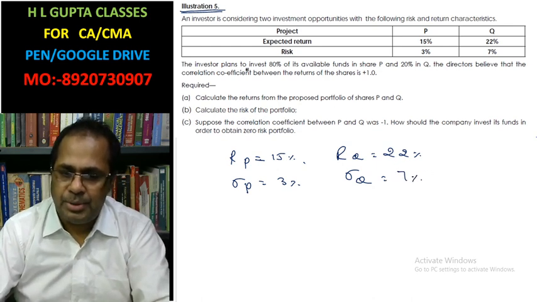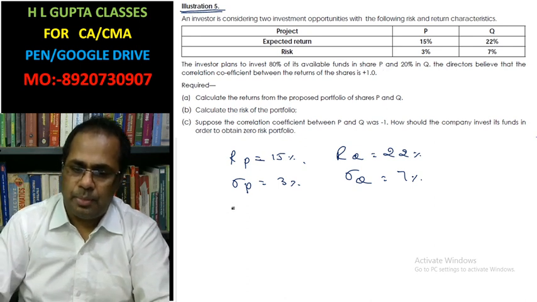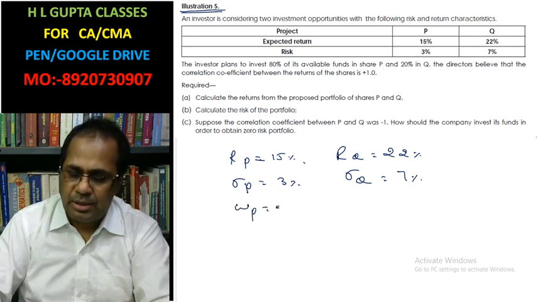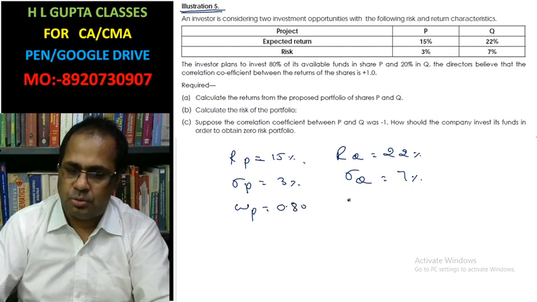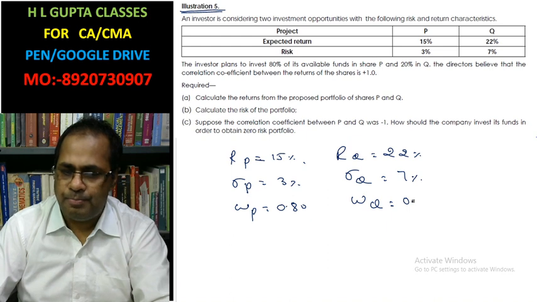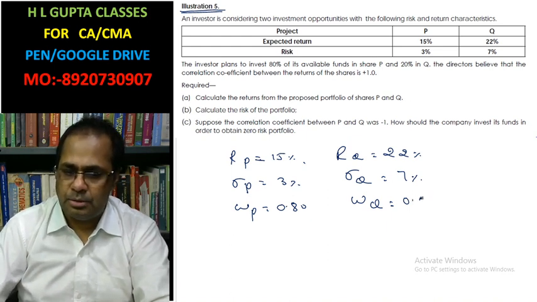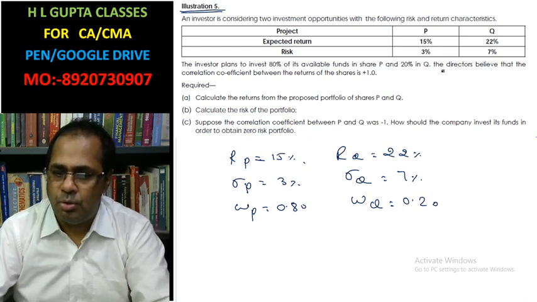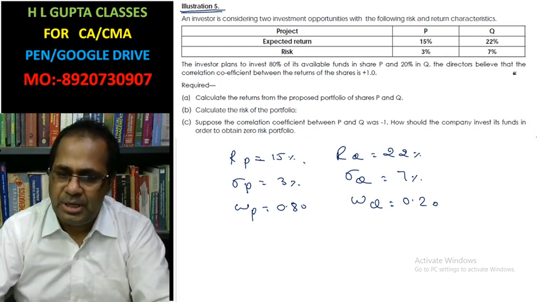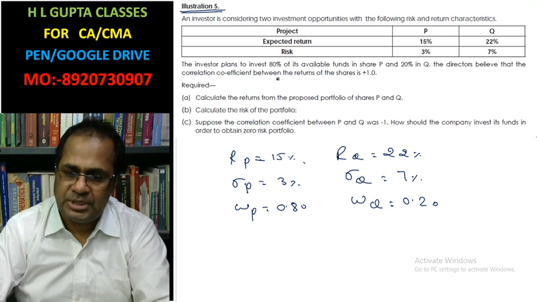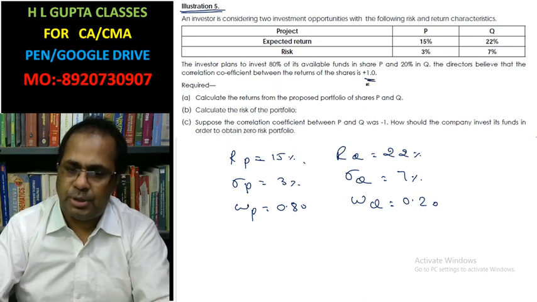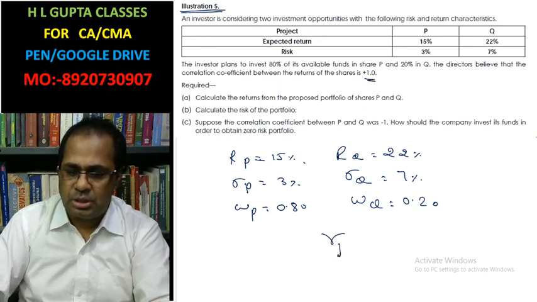Now, the investor has planned to invest 80% of the available funds in P, that is, weight P is 80%, 0.80. Of course, weight Q is 0.20. Now, the director believes that the correlation coefficient between these two returns is +1. That is, the coefficient of correlation PQ equals +1.